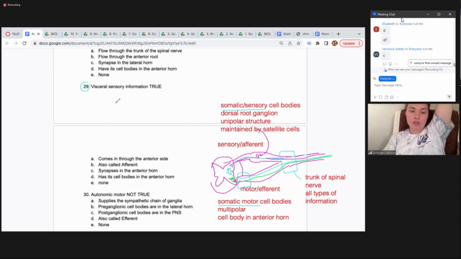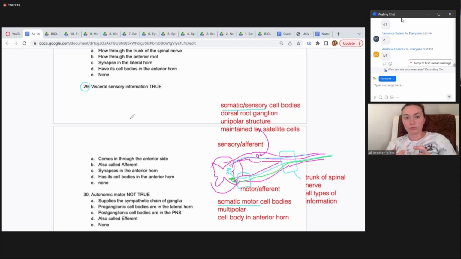Visceral sensory information, which is true? So you want to know these questions that we're going over. This would be stuff that you would want to know. Visceral sensory information, which is true? Good. That's right. So it is also called afferent, right?